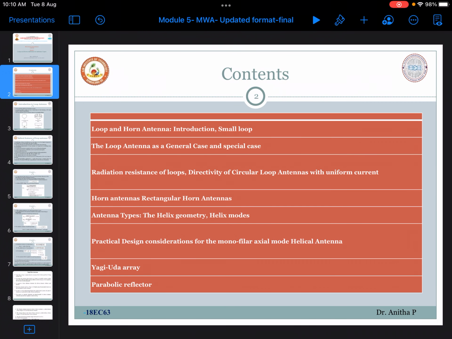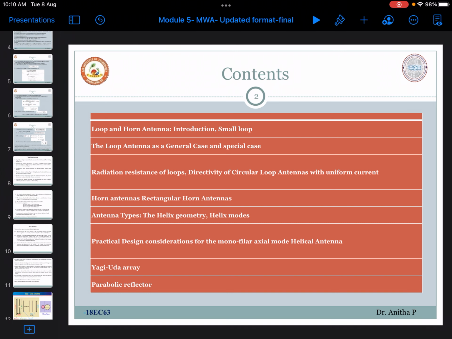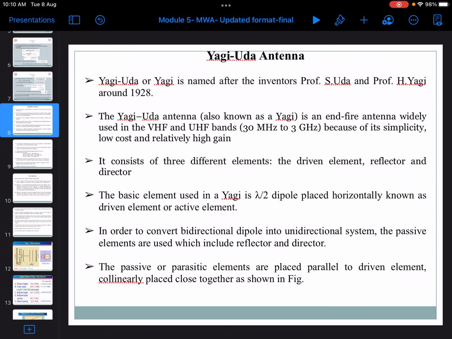So these are the contents which I am going through: loop antennas and their radiation resistance and directivity, and the salient features of it, followed by horn antenna, rectangular horn antenna and antenna types, Yagi-Uda array, and so on and so forth. So first we'll start with the Yagi-Uda antenna.